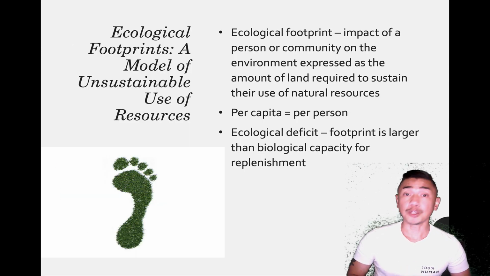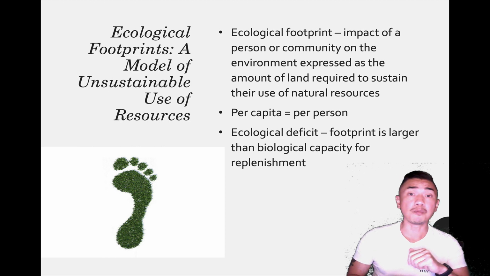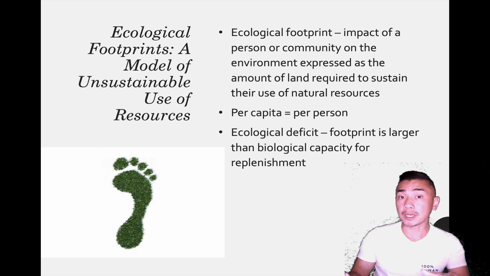One way of looking at your impact on the environment is by measuring something called the ecological footprint. Your ecological footprint is a measure of how much land you would need to sustain your use of natural resources. You can look at a whole group's ecological footprint, or you can look at the ecological footprint per person, which we use the term per capita as well. You have an ecological deficit if your ecological footprint is bigger than what nature can provide, which is called the biological capacity.